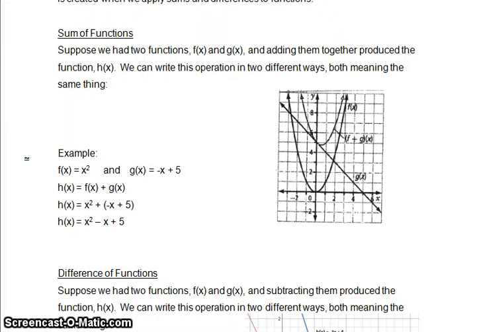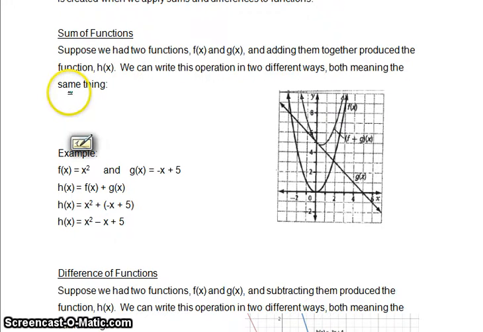For the sums of functions, suppose we had two functions, f of x and g of x, and suppose we added them together to produce some function, h of x. The result there is h of x, okay? We can represent it in two different ways, and they mean the exact same thing, but you might see this notation if you move on to a different, say, university. So I'll expose you to both of them now, so we can get used to them, and it'll help you a little bit later on, okay?